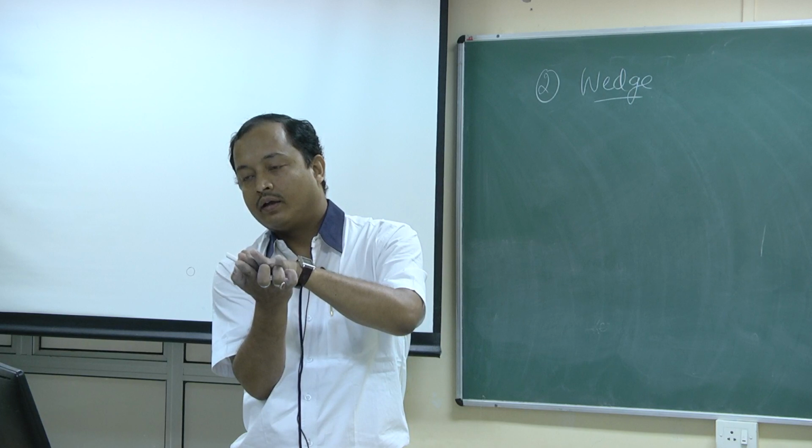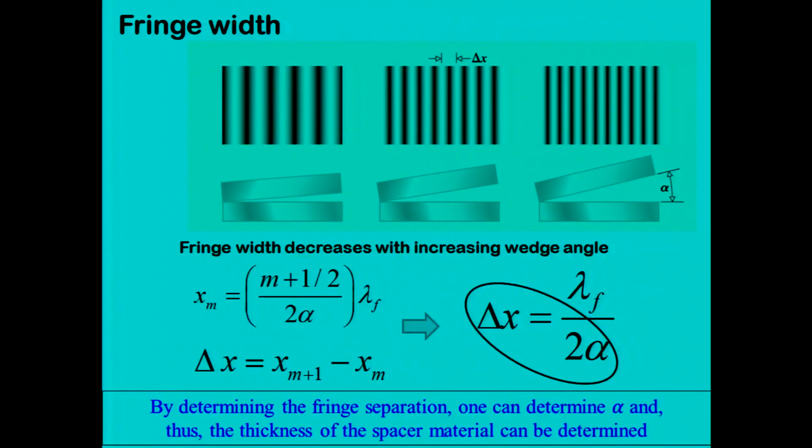Using this fringe separation, you look into a microscope and get the fringe separation, lambda f. So you can find alpha, the wedge angle, from there. Once you have alpha and the distance from the wedge start to where you have kept your hair, you can determine d. d is x times alpha. So this can be used to determine the thickness of a spacer material using this very simple setup.